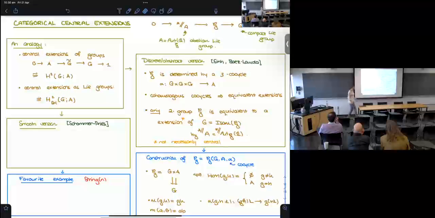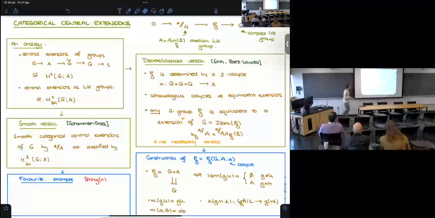Okay, the smooth version. So this is a whole family of 2-groups, right? This is all abstract 2-groups. The smooth version is due to Schommer-Pries, and I'm not going to get into too much detail, but he proves that smooth categorical central extensions are classified by H3.